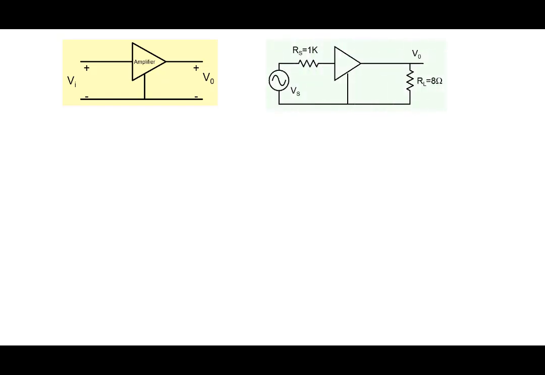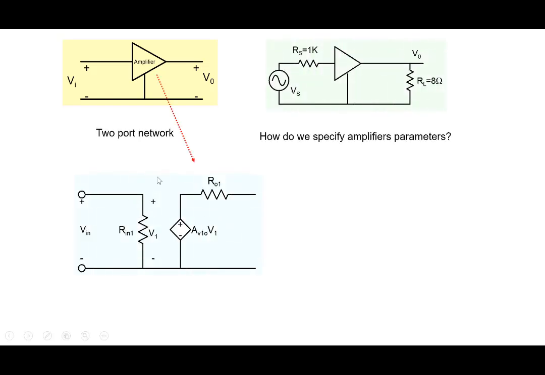Similarly, amplifiers also we could represent in this particular form here. This amplifier that you see here could be represented by a resistor here, which we call the input resistance, a dependent voltage source, and another resistor here, which we call the output resistance. So this is also an example of a 2-port network with one terminal which is common to both the input and the output ports here.